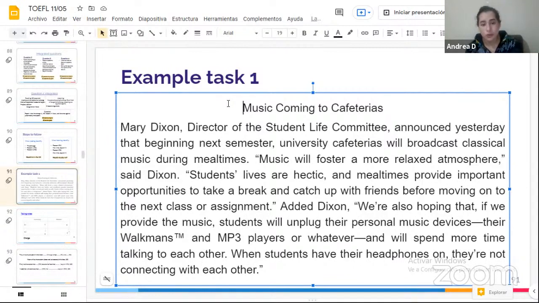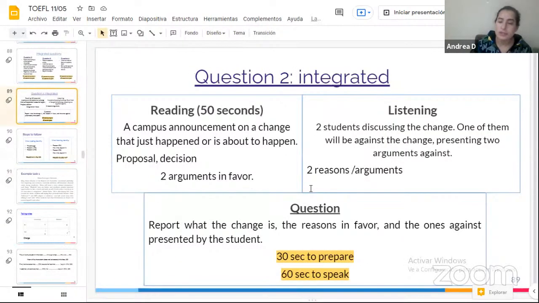So that's your job. You want to find those three elements here. Okay, and after you read, when you're listening to the conversation, you will listen to two students arguing about the change. They're going to be discussing the change. They're going to be like, hey, have you heard the news? You know what's going on? What do you think about it? And one student will be giving his or her opinion about the change.